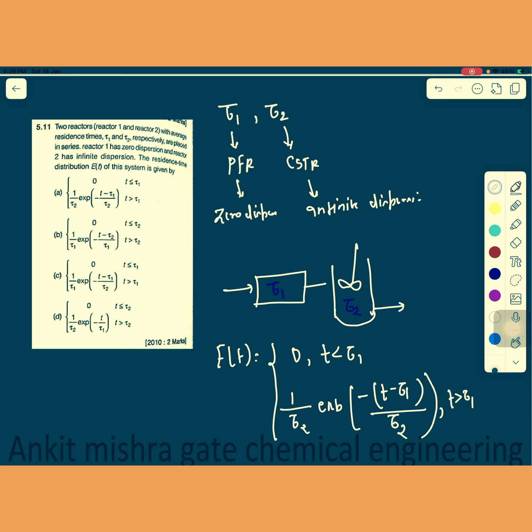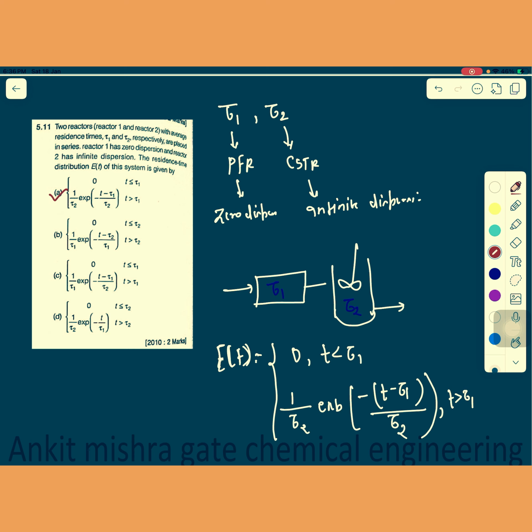Based on this particular thing, you can select your option. Your option is 1 by tau 2 times exponential of minus (t minus tau 1) by tau 2, for t greater than tau 1. So based on this, option A will be your correct answer. This is just a formula-based question. You don't have to do anything, but if you remember the formula, then definitely you will be able to do it.